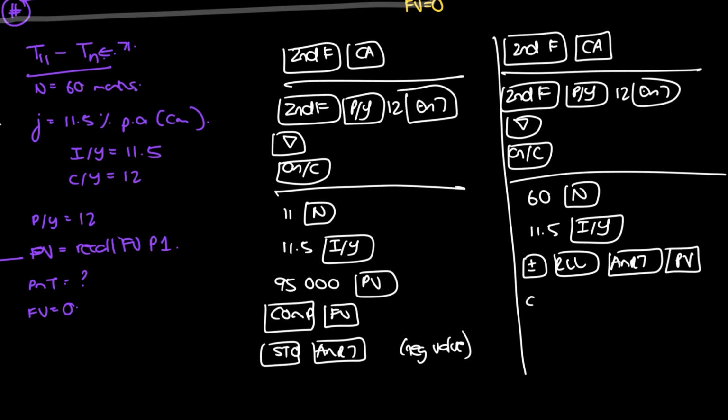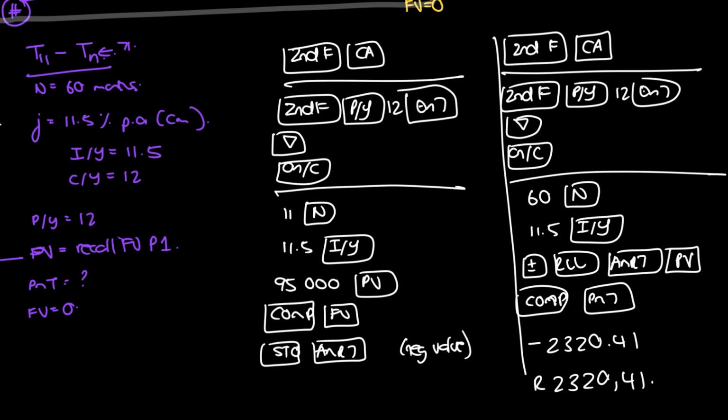Then I'm going to ask it to compute the PMT. That is M, by the way. And that is going to give me a value of minus 2320.41, which means our payments are going to be 2320.41.